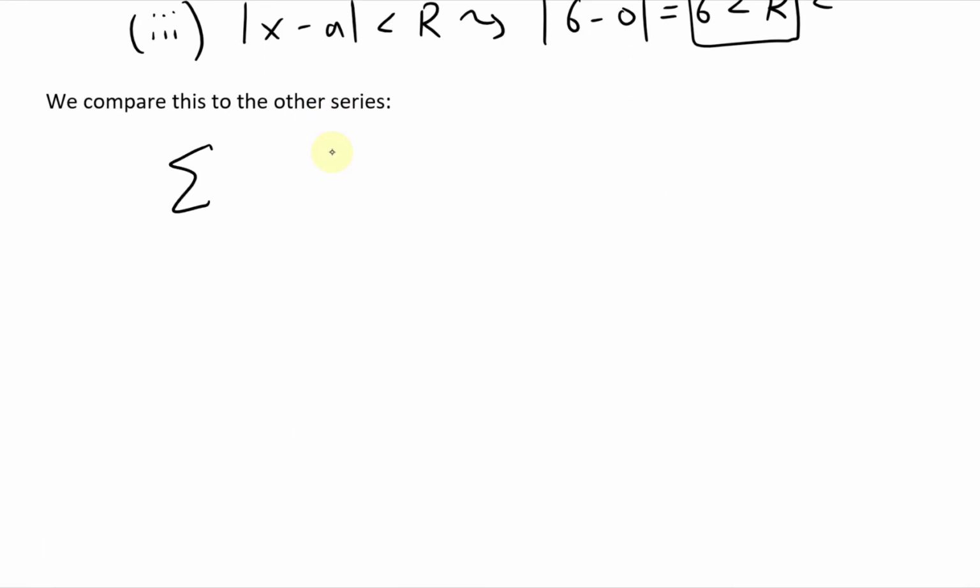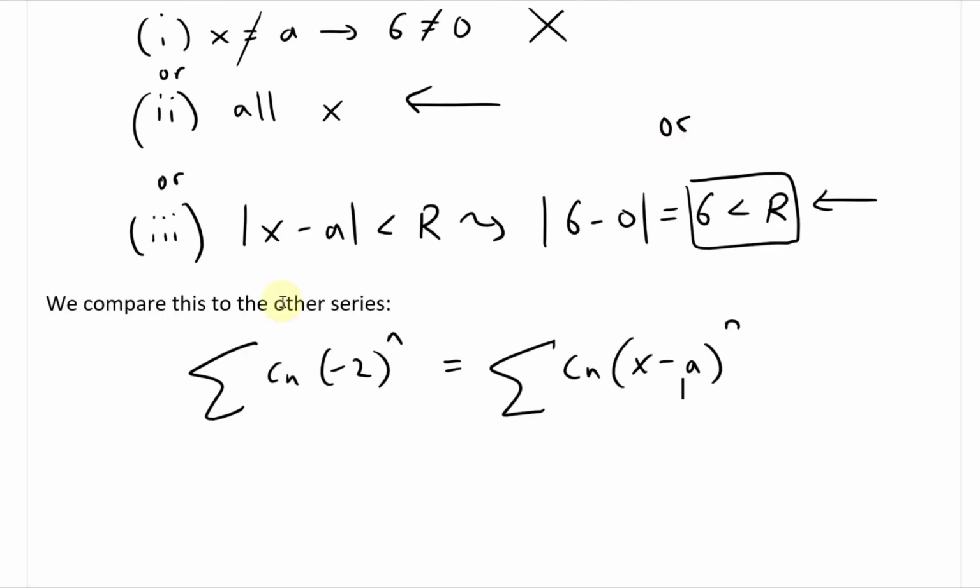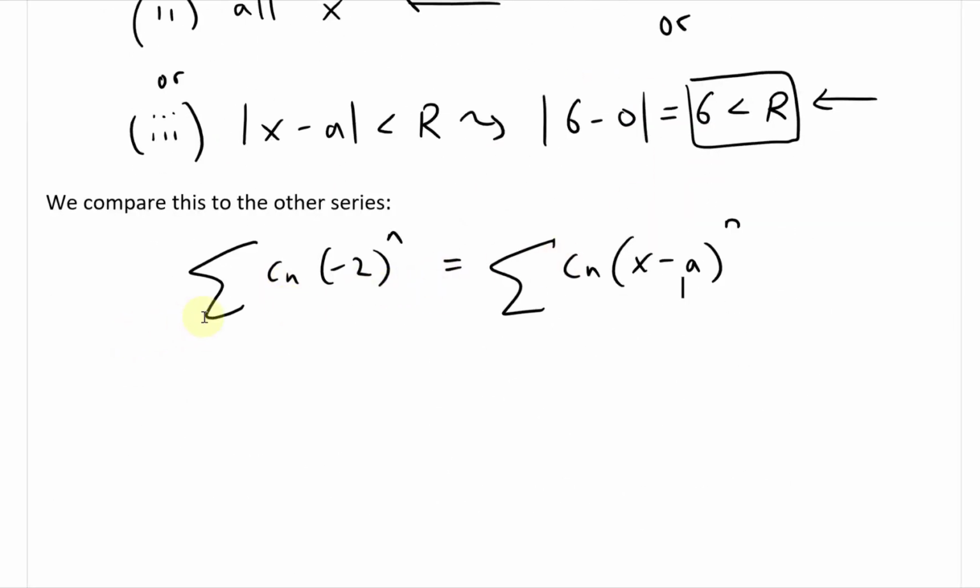So we have summation Cn, and now we have x minus a to the power of n as the power series form. Actually, let me write it the other way around. Here I just quickly paused the video and switched things around. So on this side we have the summation of Cn times negative 2 to the power of n, and on this right side we have the summation Cn times x minus a to the power of n.